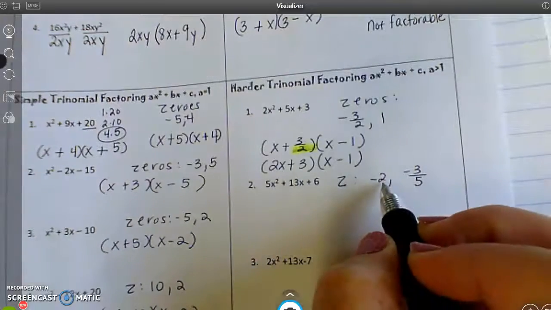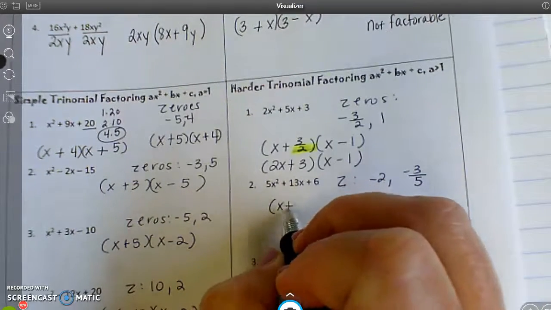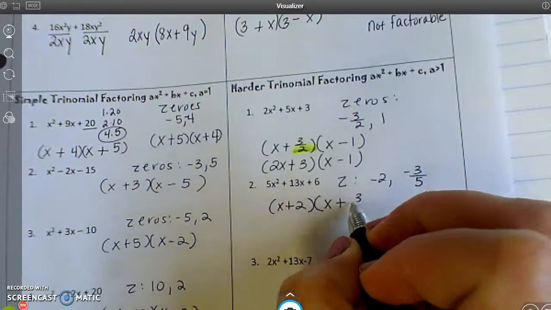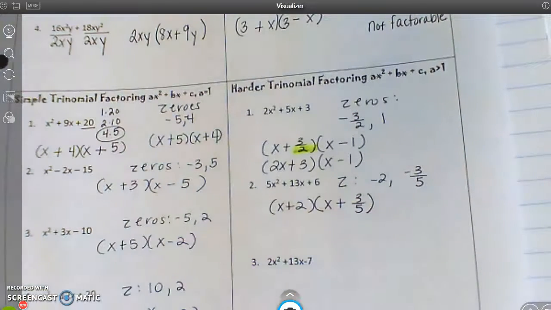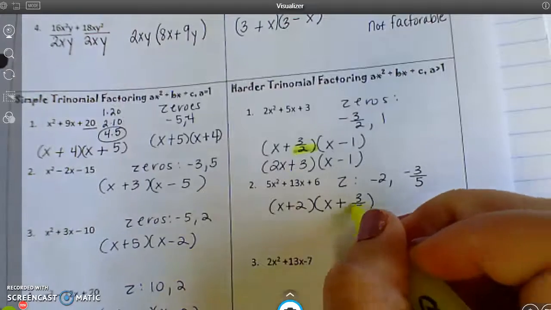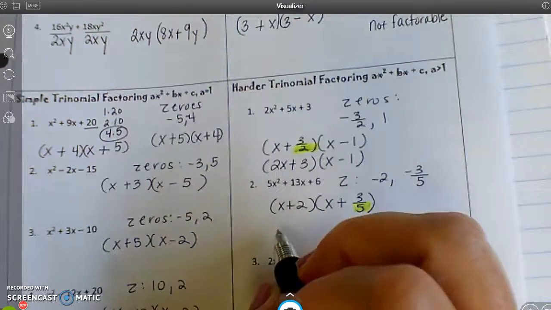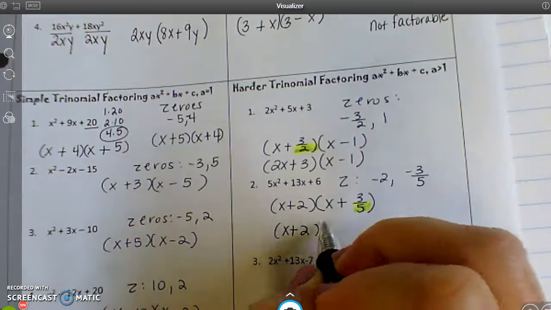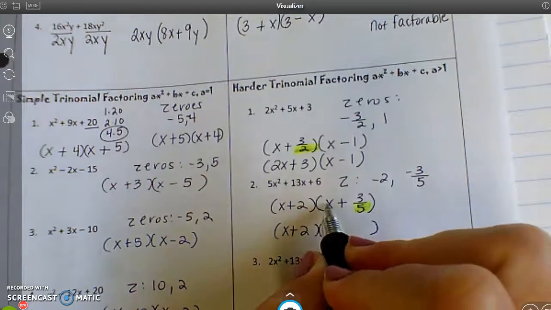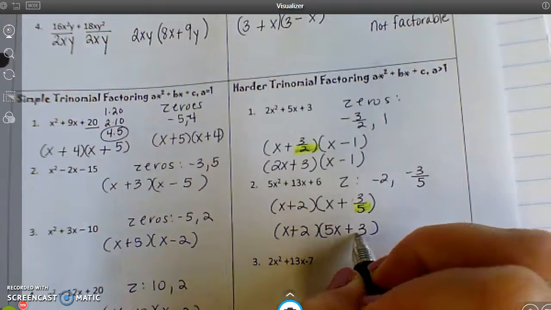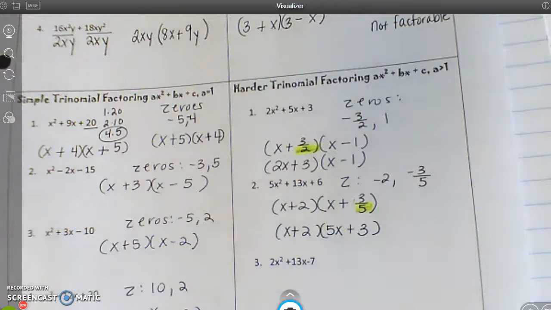Okay. So the negative 2 one's pretty easy. x plus 2. This one's not so hard. Just change the sign. When you have a fraction, take that bottom number, multiply it, change it. So we're going to have x plus 2. The 5 multiplies by the x. And then when you multiply 5 by that, the 5 goes away. So you get x plus 2 and 5x plus 3.